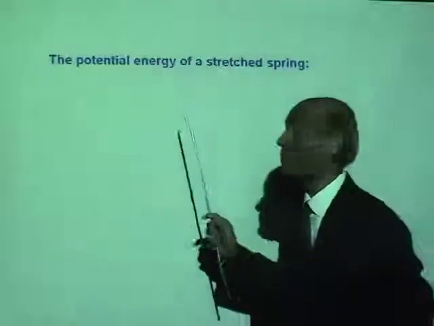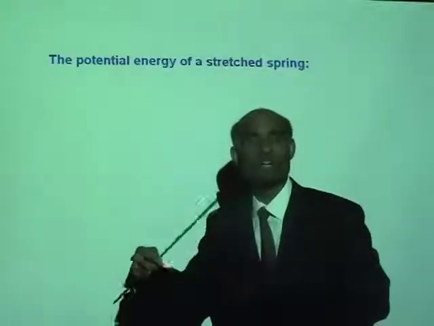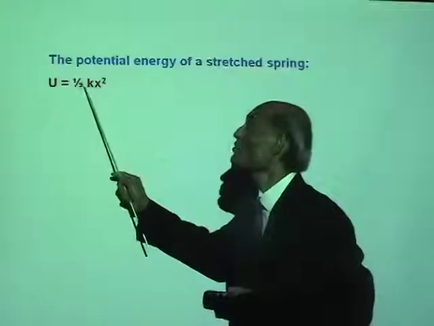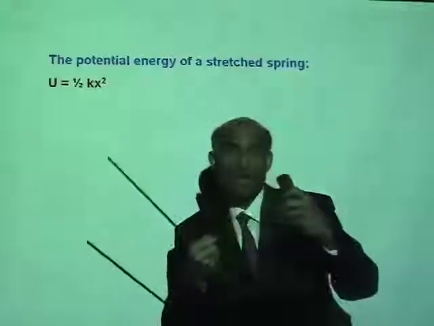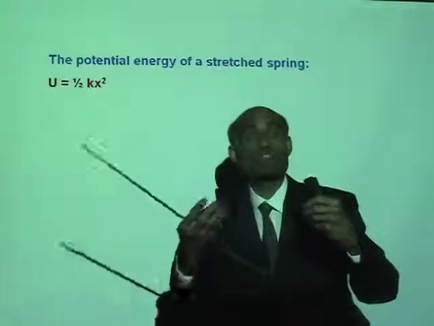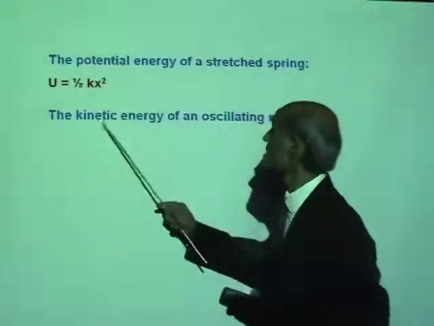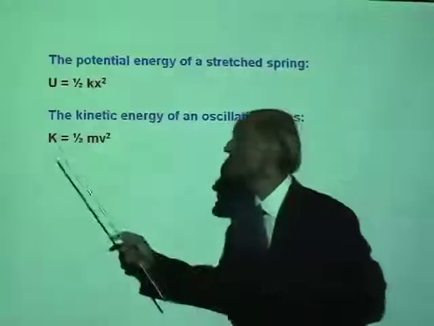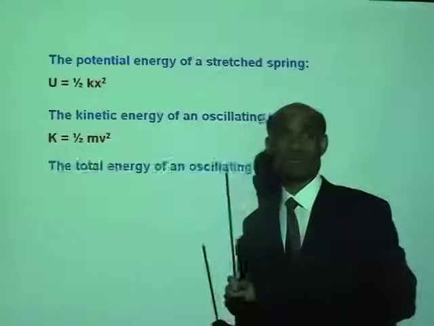Potential energy of a stretched spring. What is the equation for the potential energy of a stretched spring? U equals 1/2 k x squared, where x is the amount of stretch. If you use y as the amount of stretch, it will be 1/2 k y squared. Kinetic energy of an oscillating mass, of course, is K equals 1/2 m v squared.